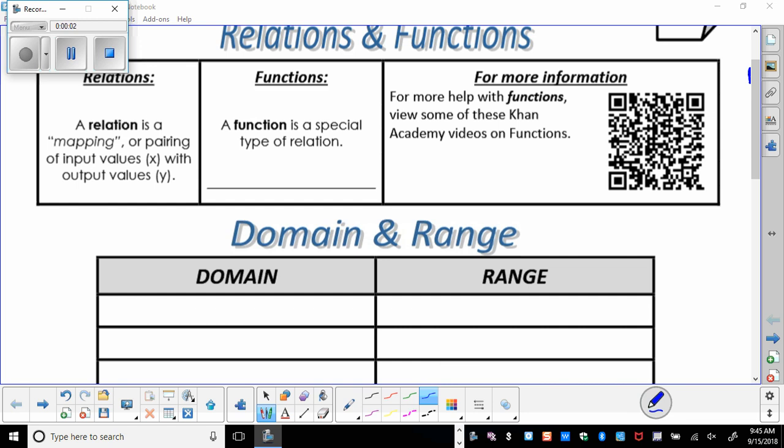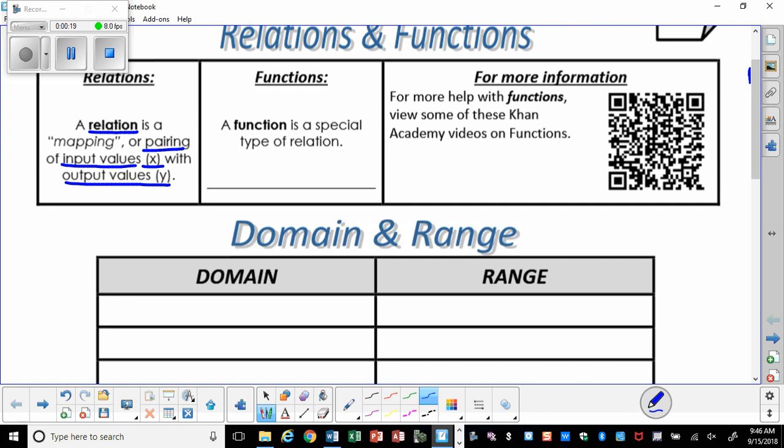So in this unit, we're talking about functions. And before we start talking about functions, we're talking about relations. So a relation is where you're mapping, where you're pairing input values, which are your x's, with output values, which are your y's. Okay, that's a relation.